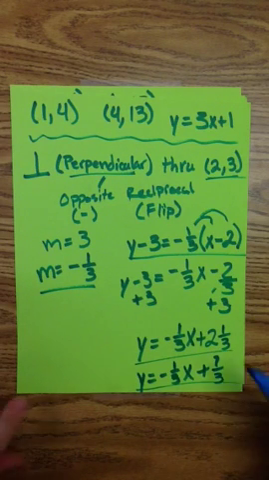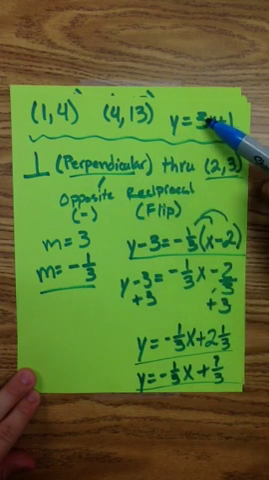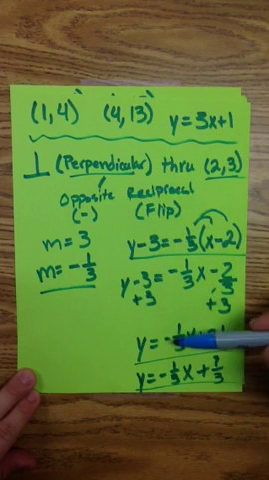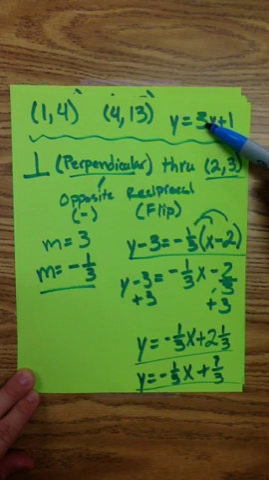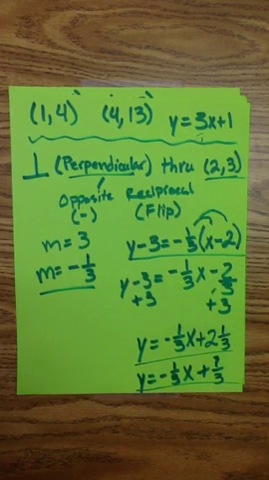Notice my slope, when I'm doing a perpendicular line, my slope is the opposite, which means it's a negative since this was a positive. And it is the reciprocal. Instead of 3 over 1, it is 1 over 3. So make sure that you're being real careful and changing your slope when you need to for perpendicular lines.